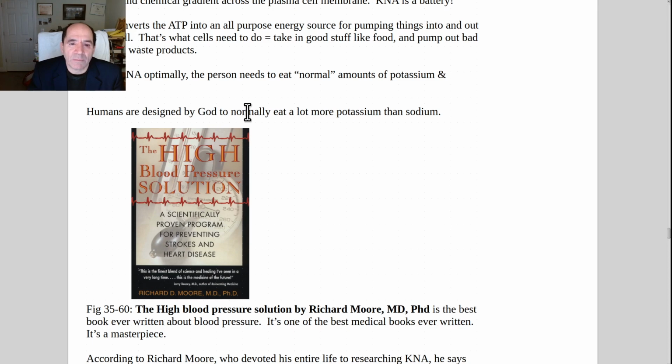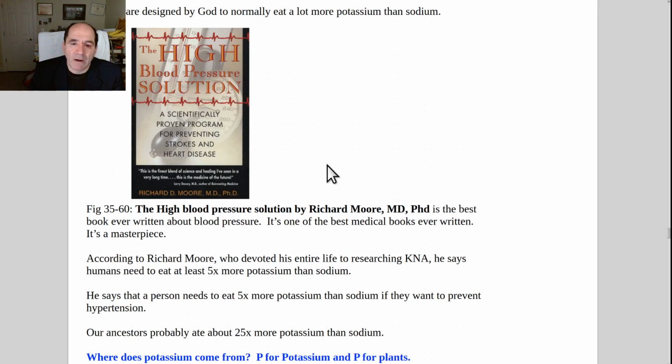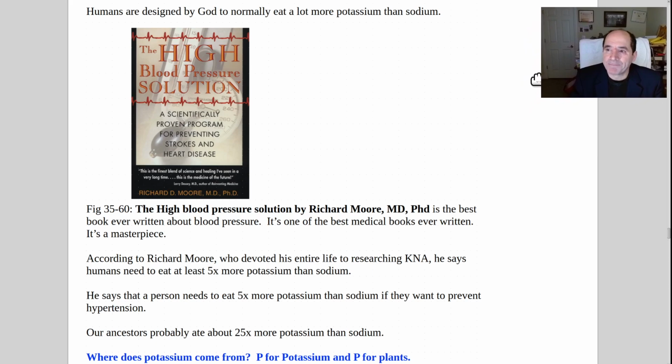And to run normally, a person has to eat adequate amounts of potassium and very little sodium to run this thing optimally. We're designed to eat that diet, like that plant-based diet that's real high in potassium and low in sodium. If you want to read a book about all this stuff, this is the best book. This is one of the all-time best health books ever written. It's written by this guy, Richard Moore. He's an MD, PhD. He spent his whole adult career life researching plasma membrane pumps and sodium and potassium and calcium. Okay, it's an absolutely brilliant book.